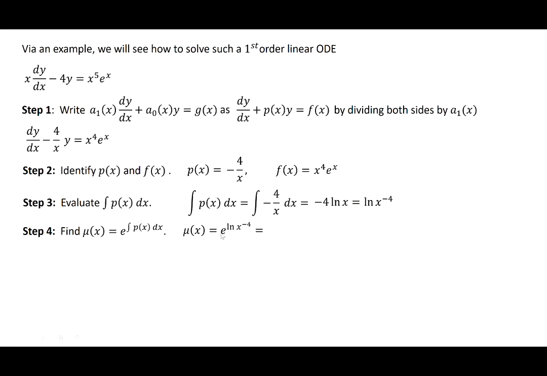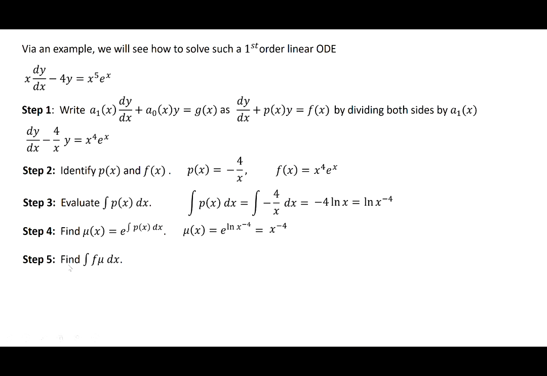But then wait a minute, isn't there a property like this? E to the natural log of m is just m. So this must equal x to the negative 4. Are you cool? So we found that integrating factor mu of x by doing e raised to integral of p of x dx turns out to be x to the negative 4. Cool. What's the next step?